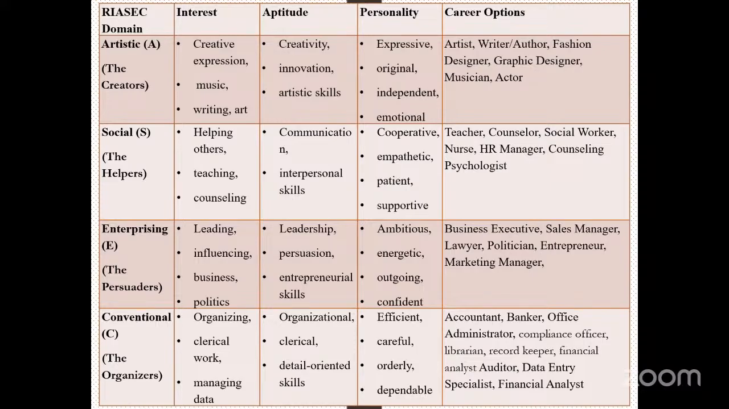Then the personality is being ambitious, energetic in that particular field, outgoing and confident with your field. Conventional is organizing, clerical with your work, managing data very fluently. Aptitudes are organizational, clerical, and detail-oriented skills.